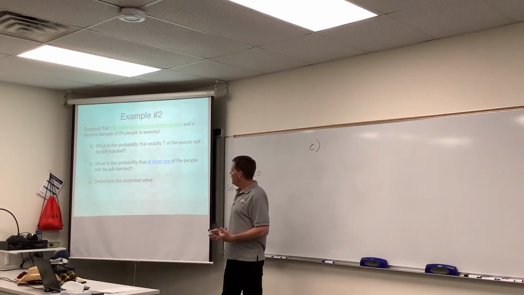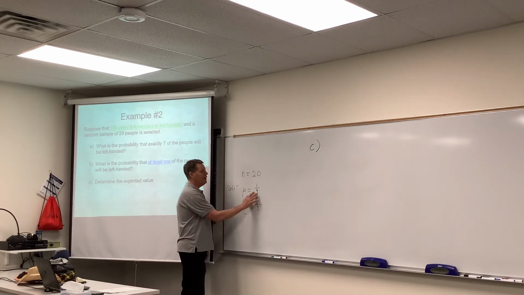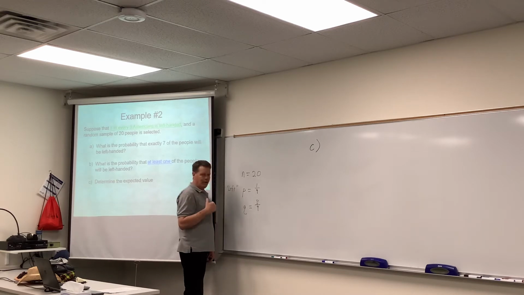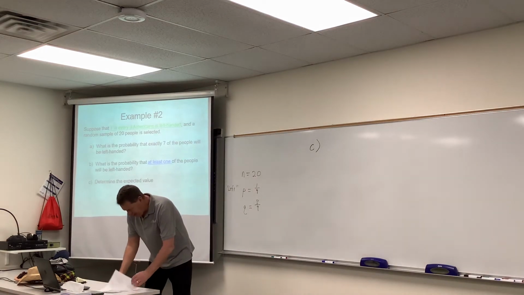In part C, we have already set up the fact that we've surveyed 20 people. 1/9 of the general population is left-handed. That's considered success, the way the question is worded. And then 8/9 would not be left-handed. The question simply is, determine the expected value.